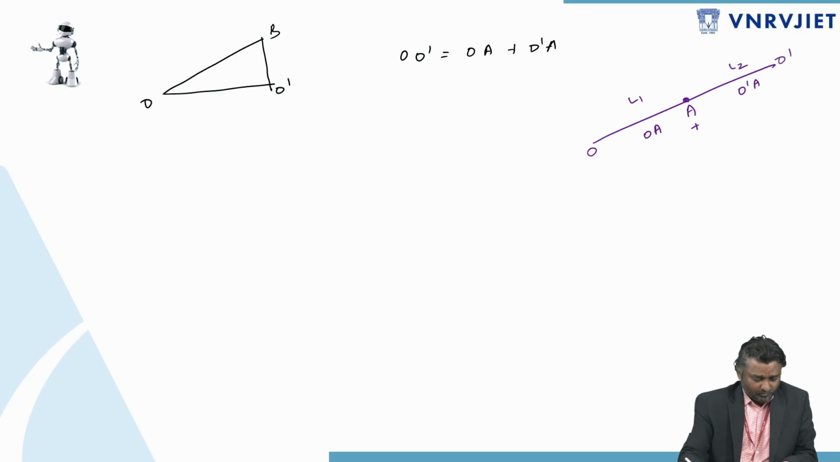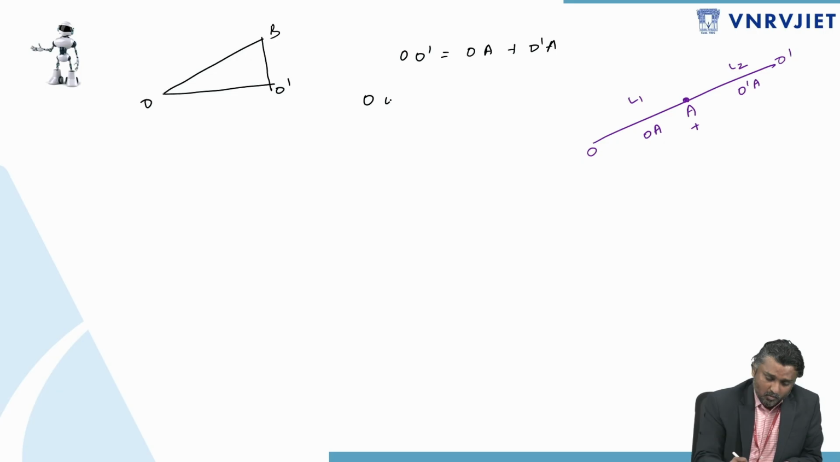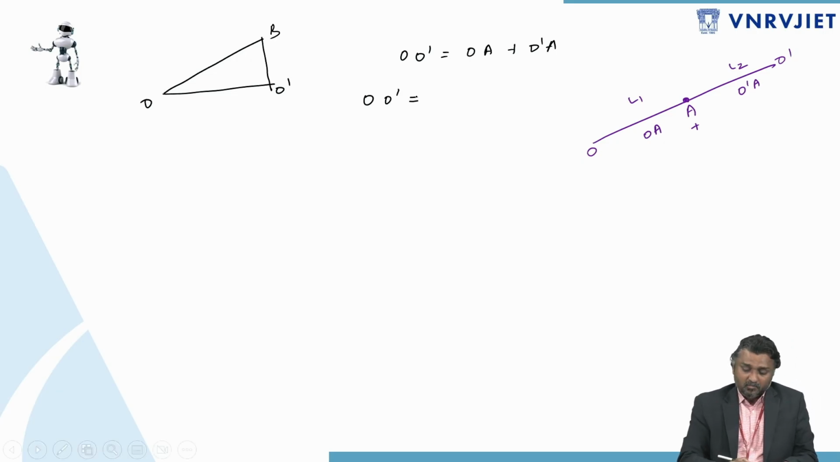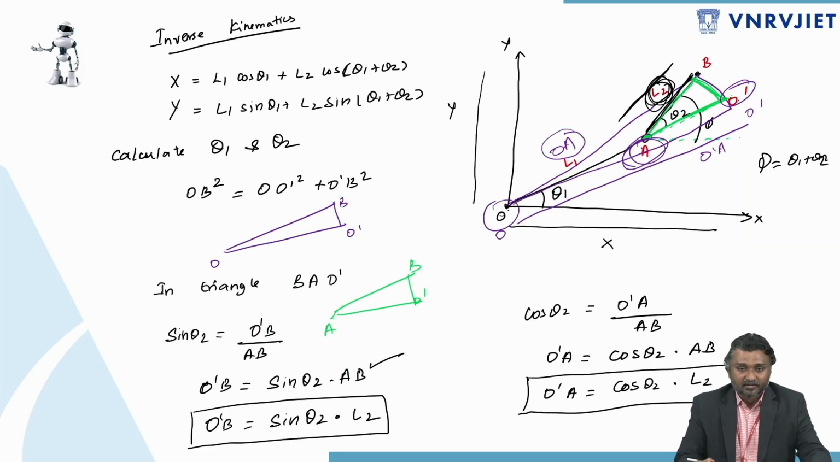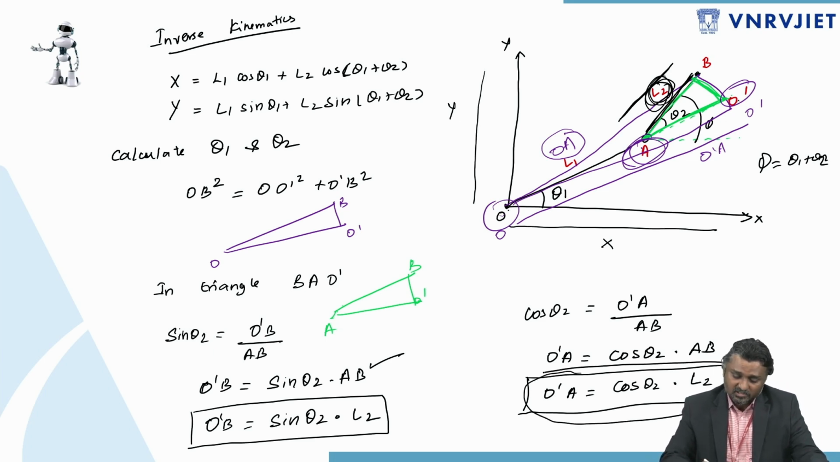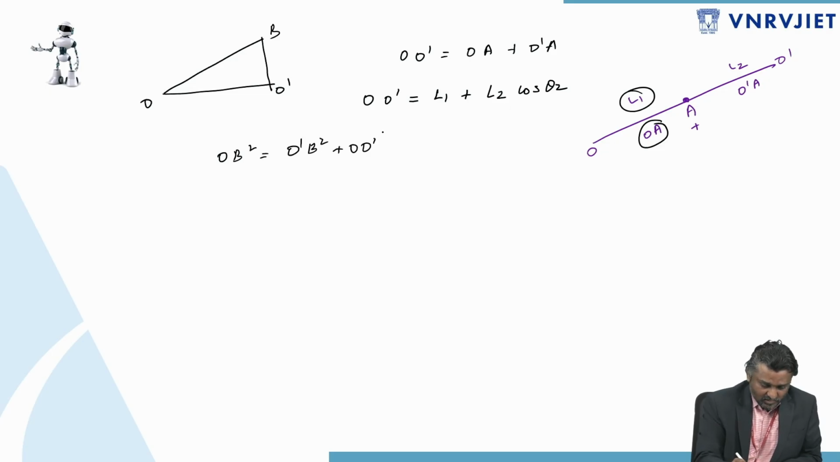Clear? So now O dash is equal to OA. OA is L1, link 1, plus O dash A, which we already identified: O dash A is cos theta 2 into L2. You substitute here, you will get L2 cos theta 2. Then OB square is equal to O dash B square plus O dash square.